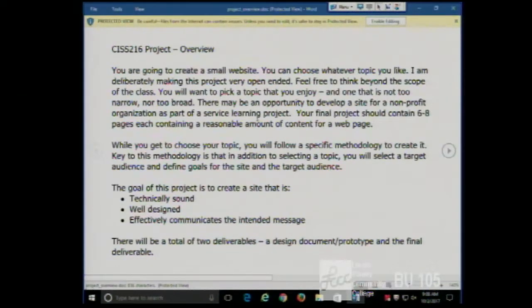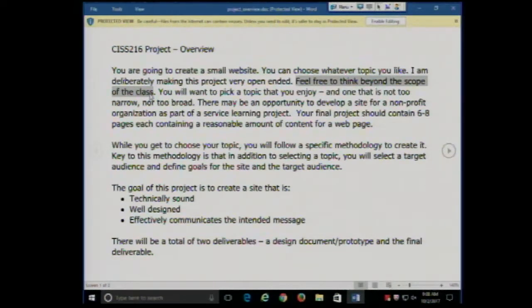Just to hit a few highlights, keep in mind this is intended to be a small website. It doesn't need to be gigantic. Feel free to think beyond the scope of this class. So for example, if we haven't talked about embedding audio or embedding video on the page, and you want to do that, talk to me, and we'll figure out how you can do that effectively.